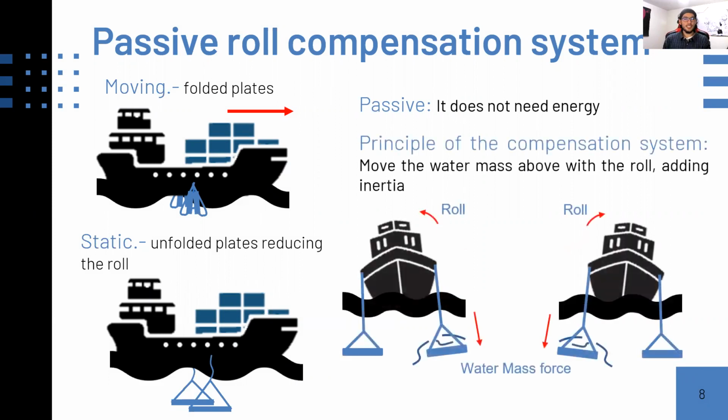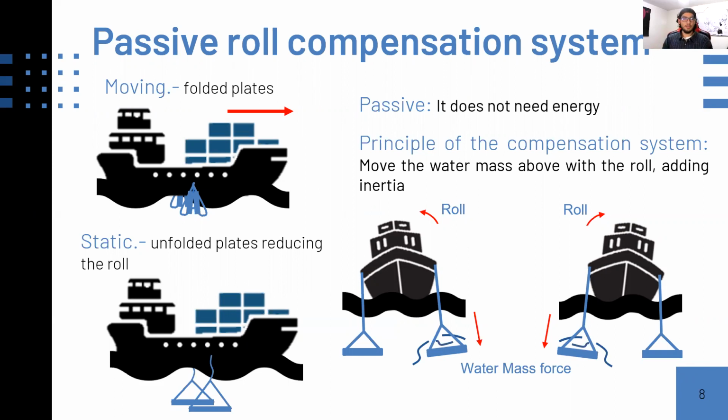And how is the roll compensated? During the roll, the system causes the movement of all the mass of water that is on the plates. The water generates a force opposite to the movement, making it difficult for the boat to keep rolling. The more the boat wants to roll, the bigger the force against it. The ship now has more inertia, and the movement is reduced.